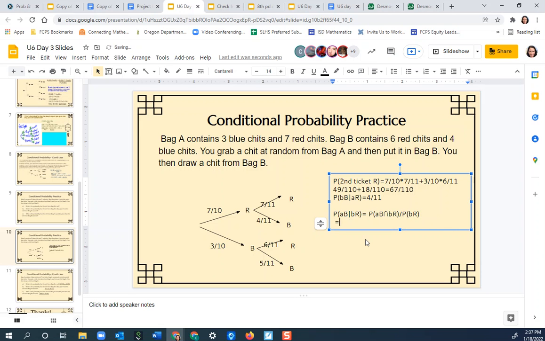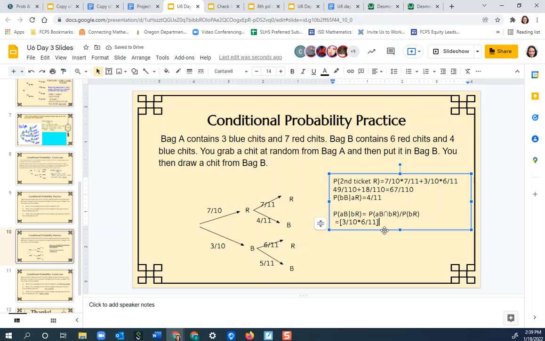Okay, so take a minute and do that. Probability that they both happen, so you're going to do blue then red. Multiply those. And then the probability that B is red, there's 2 ways that could happen. And so you'll find those and add them up. Okay? Take a minute and do that. All right, the probability that we get blue and then red, that would be 3/10 times 6/11. So far, so good? Okay, so that was blue and then R.